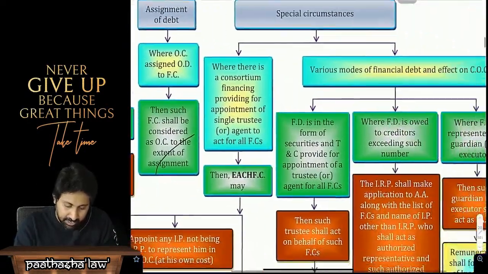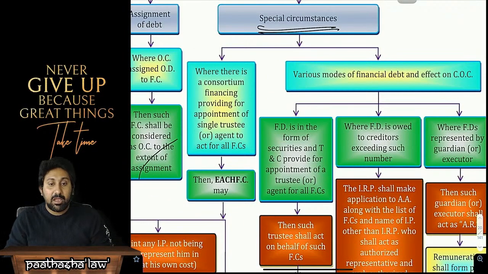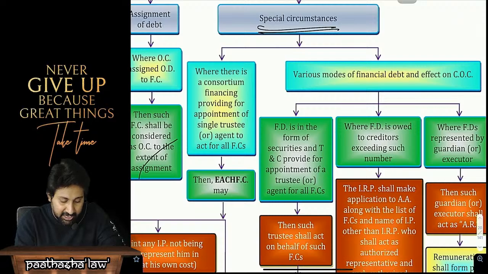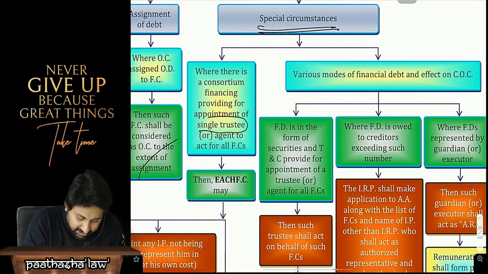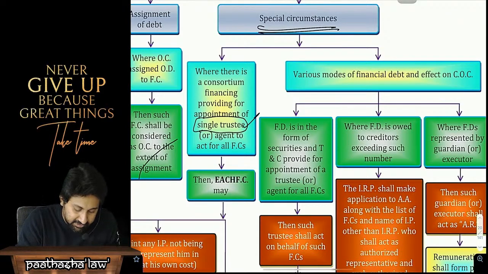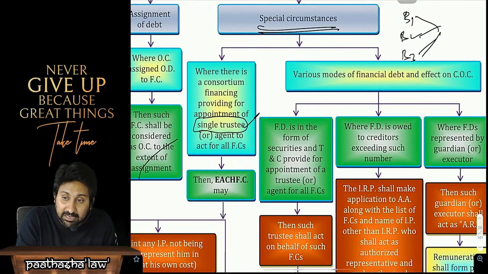Next, special circumstances. Here the third one will come. Where there is a consortium financing providing for appointment of a single trustee. Now, Bank 1, Bank 2, Bank 3 appointed only one single trustee.